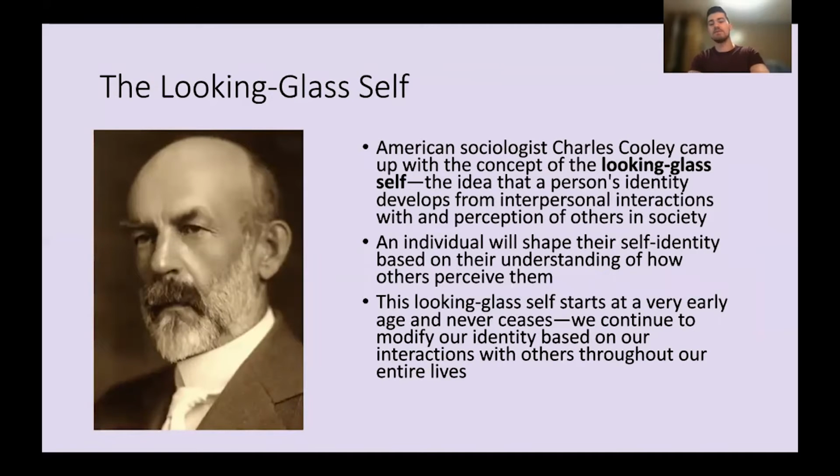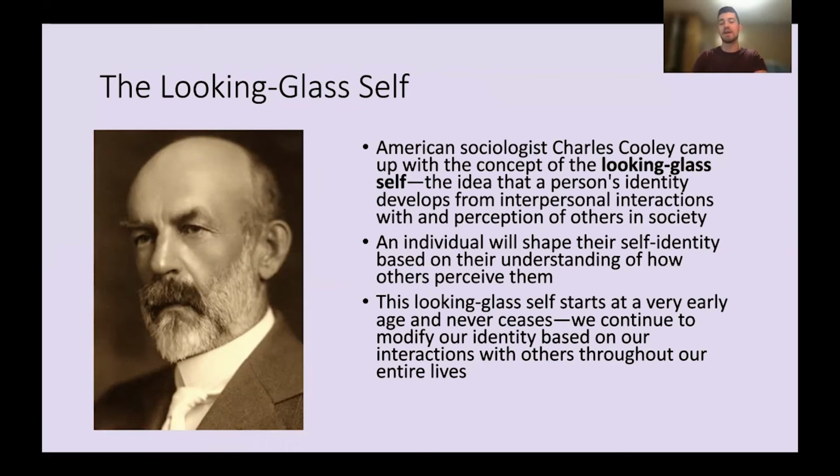The looking glass self: American sociologist Charles Cooley, pictured here to the left, came up with this concept. It is the idea that a person's identity develops from interpersonal interactions with, and perception of, others in society. He basically said that from a very young age until we die, we set up our own identities based on our interactions with other people, based on how we perceive others' actions and how we think others perceive our own actions. An individual will shape their self-identity based on their understanding of how others perceive them.